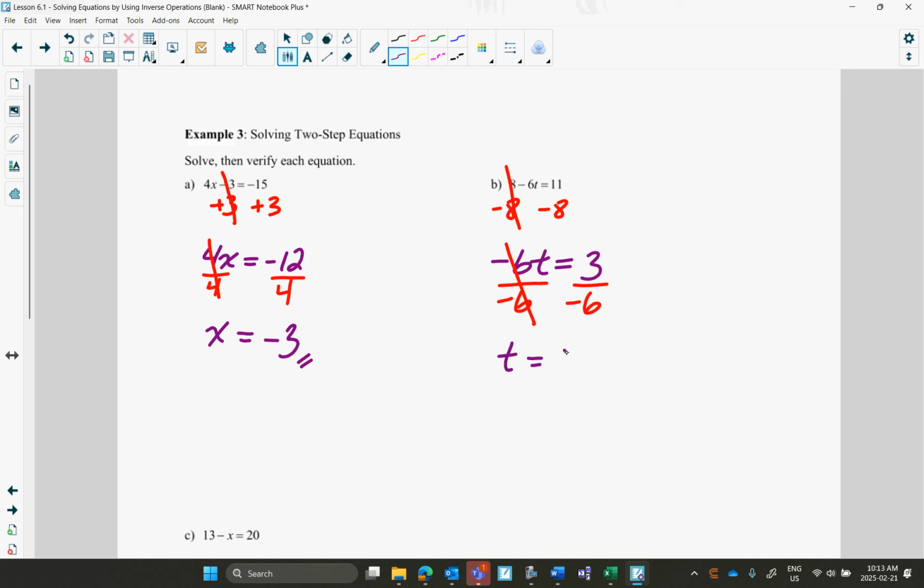Perfect. Because we can reduce 3 over -6 to 1 over -2. Or, like I said, if you want to put the negative in the middle, that's fine too. Both of these are right. Either of those are right.